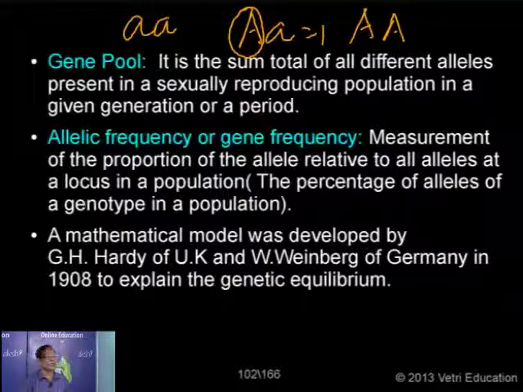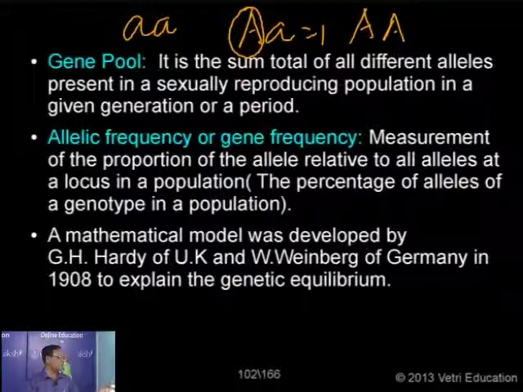That is why it is the measurement of the proportion of the allele. So what is the proportion of A in the genotype? What is the percentage of an allele in the given genotype? That is why I mentioned the percentage of alleles of a genotype in a population. If you are taking two alleles, out of these two alleles, what is the percentage of the dominant gene, and what is the percentage of the recessive gene? What is the proportion of the dominant A, or the proportion of the recessive a, in a gene?